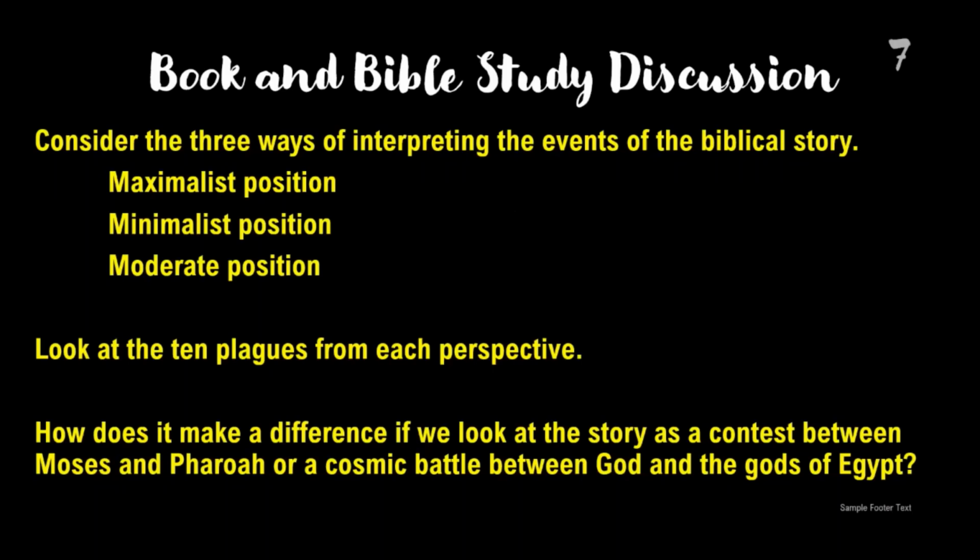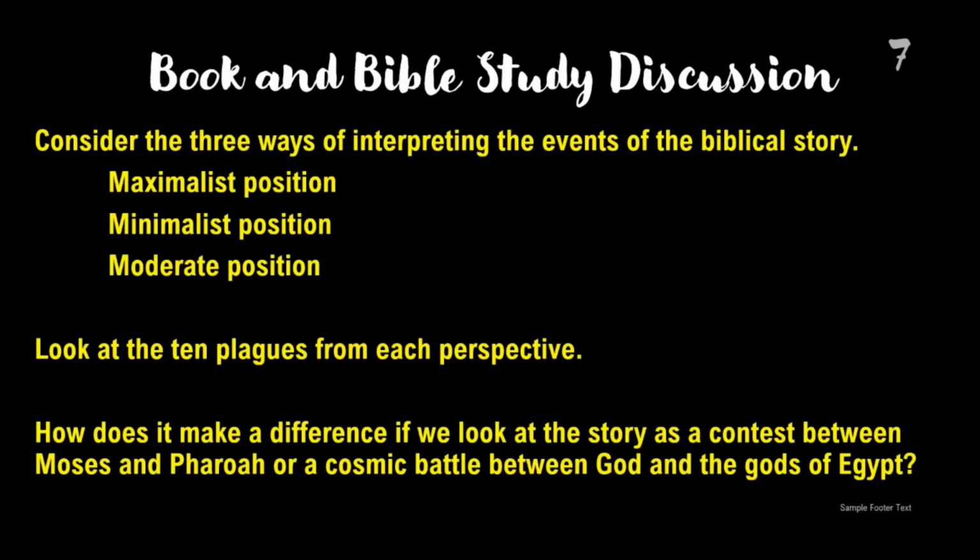That's where the plagues come in. So then I think we've already talked a lot about the plagues. He talked about the maximalist, the minimalist, and the moderate position of looking at what happened.